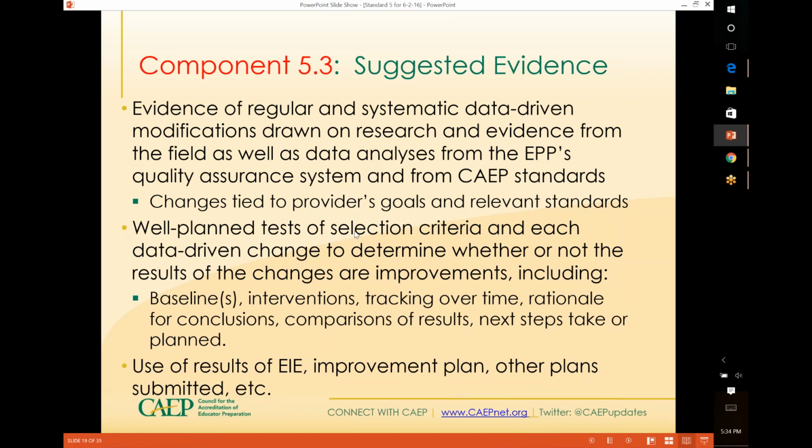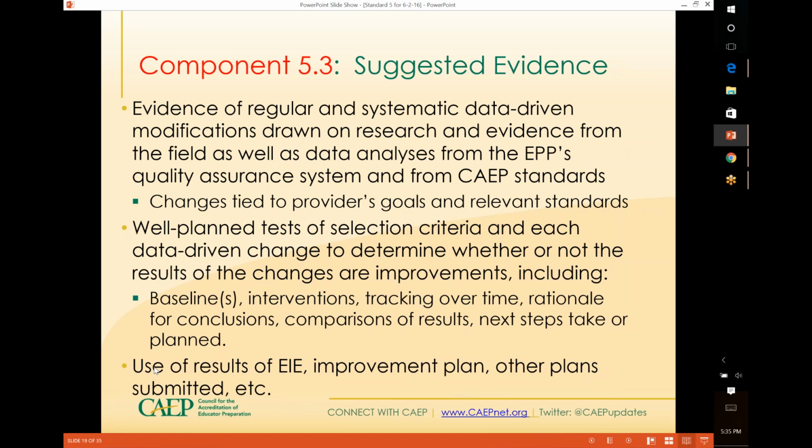So in initiating these well-planned tests, whether it's of selection criteria or it's of another data-driven change, they're looking for baseline, they're looking for intervention, they're looking for tracking over time, rationales, results, next steps taken or planned. I think that if you're doing a selected improvement pathway, that your selected improvement plan itself would be evidence of a well-planned test of a data-driven change to determine whether or not those changes are an improvement, because those selected improvement plans include these exact same items.